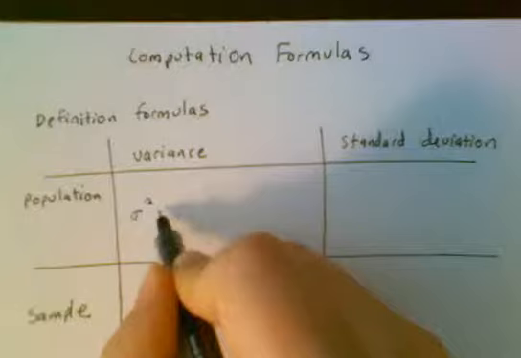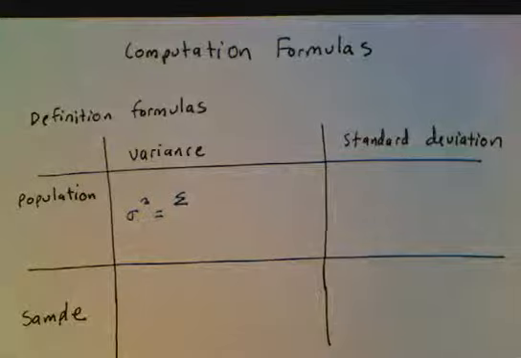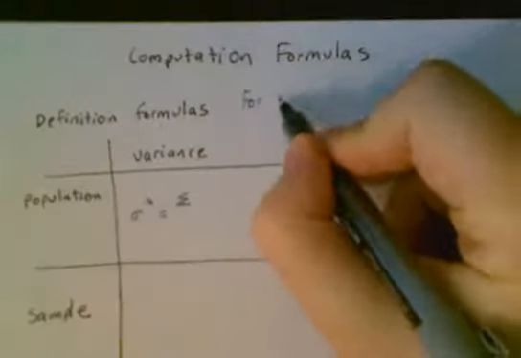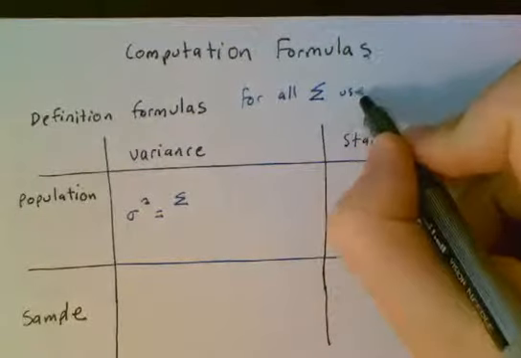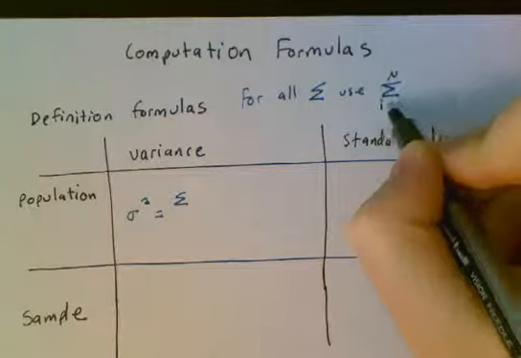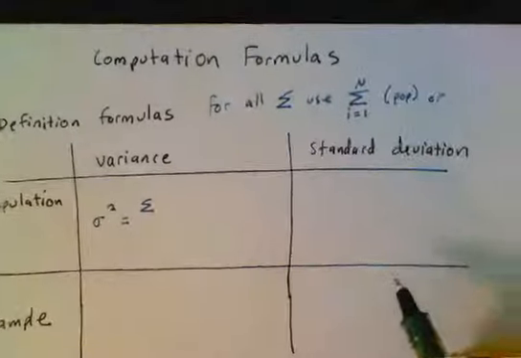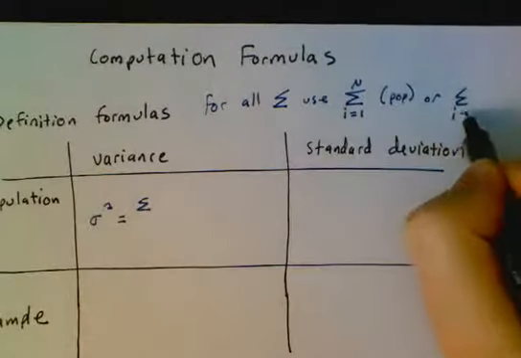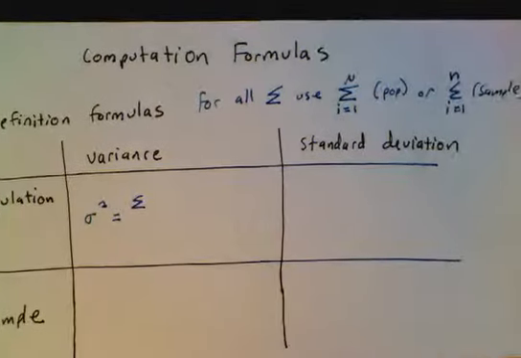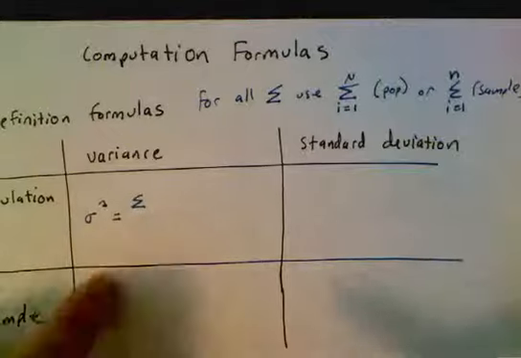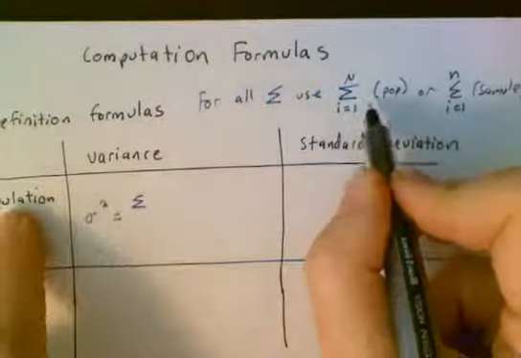Variance sigma squared is equal to the sum of, and in order to save us time and space with the writing, I'm just going to mark up here for all capital sigmas. Remember, this sigma just means to add up. We're either going to use from i equals 1 to i equals capital N, that's for our population, or from i equals 1 to i equals little n, that's for sample. That way we don't need to rewrite that over and over. So here this is add up all i's from i equals 1 to i equals capital N, because we're dealing with population.